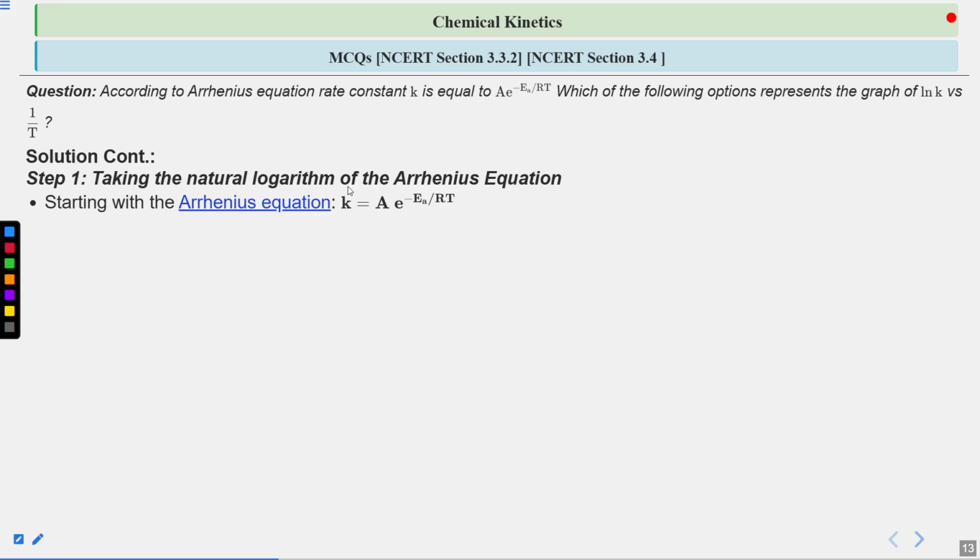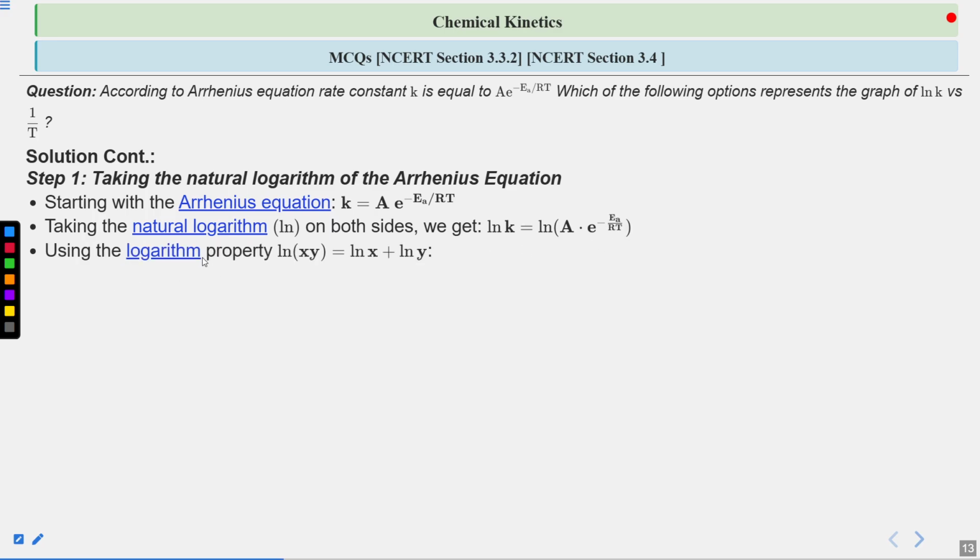Starting with the Arrhenius equation, k equals A e to the power minus Ea by RT. Taking the natural logarithm, that is ln, on both sides of this equation, we will get ln k equals ln of this whole term, so ln of A multiplied by e to the power minus Ea by RT.